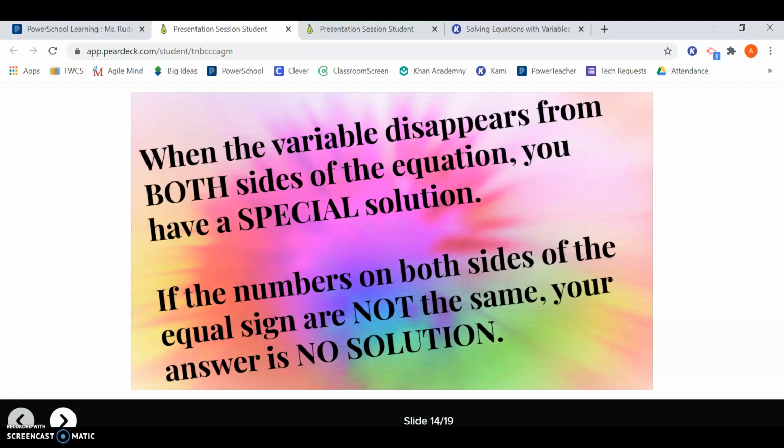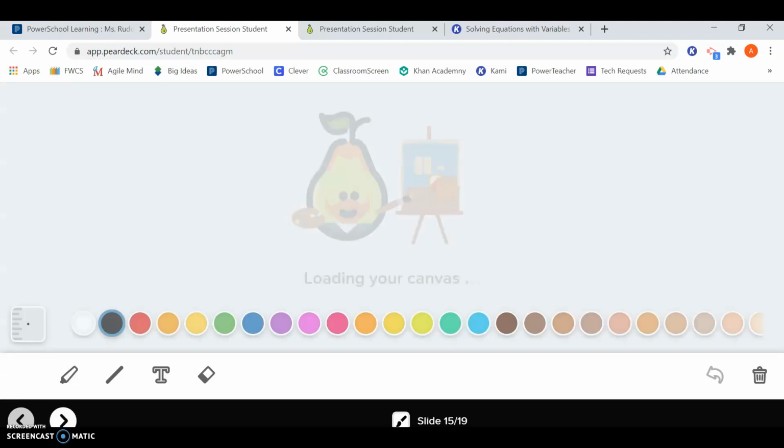Okay, and then here's a slide just saying that. If the numbers on both sides of the equal sign are not the same, your answer is no solution.